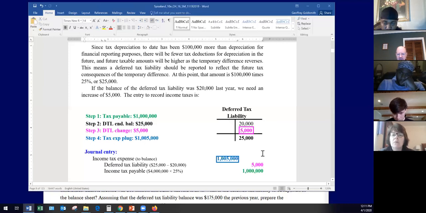Are there questions about that? Okay. And so then the income tax payable, it gives their taxable income and tax rate. That should be fairly easy to calculate. And then add the two together to get the amount to debit for the income tax expense.